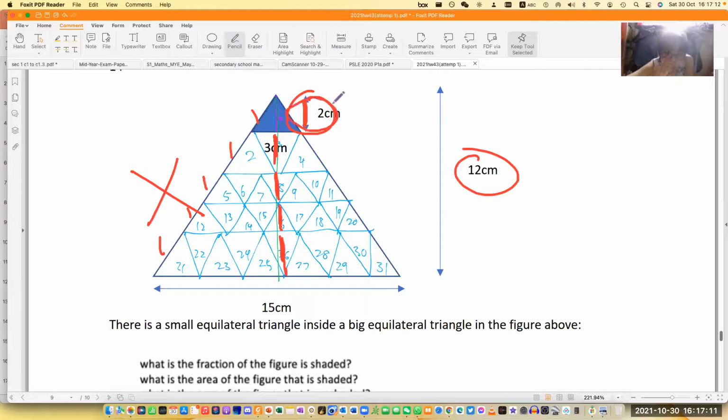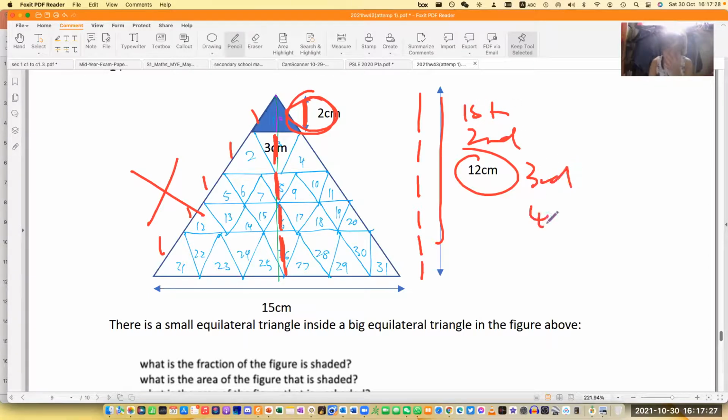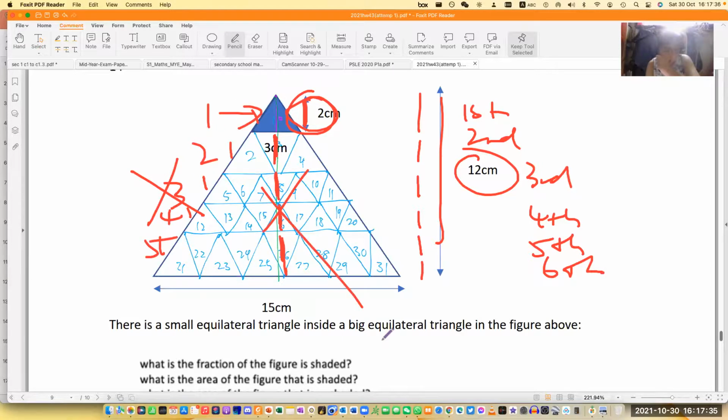This is 2 cm, right? One of them is 2 cm, right? Yeah. So you have 12 of them. So that means you can fit 6. So you are supposed to see first layer, second layer, third layer, fourth, fifth, and sixth. How many layers do you have? 1, 2, 3, 4, 5. Wrong. You understand or not? Yeah.